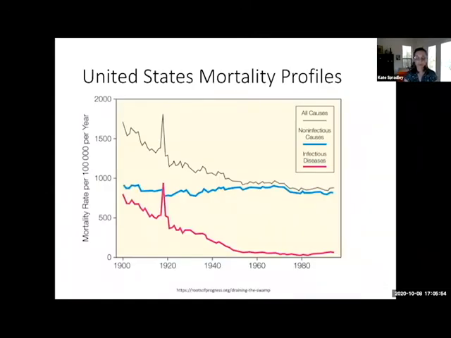If you look at US mortality profiles from the 1900s forward, you can see that in the 1900s, infectious disease and non-infectious disease were both the leading causes of death. As sanitation improved over the years, as well as improvements in healthcare and nutrition, non-infectious diseases became the leading cause of death. Essentially, you see a decline in infectious disease, and non-infectious disease remains fairly flat.